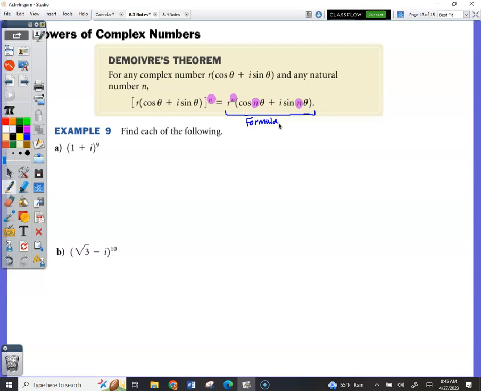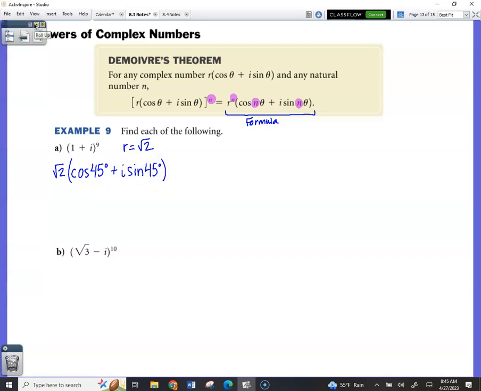We've already done that with 1 plus i multiple times in our notes. So I'm going to come over here and make a note that when we did this in a previous slide, we found r to be square root 2, and we found the trig notation of that complex number to be root 2 cosine 45 plus i sine 45. Now that's the trig notation. Notice it's being raised to the 9th power. So I'm going to put really big brackets right here and show myself that I'm raising that to the 9th power.